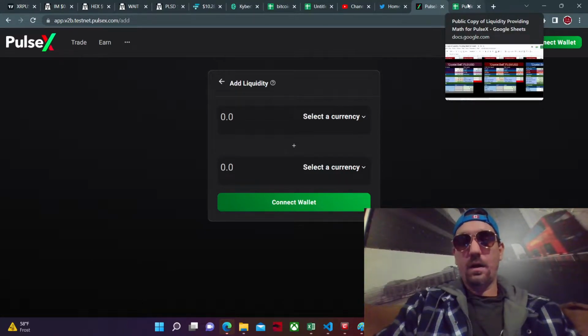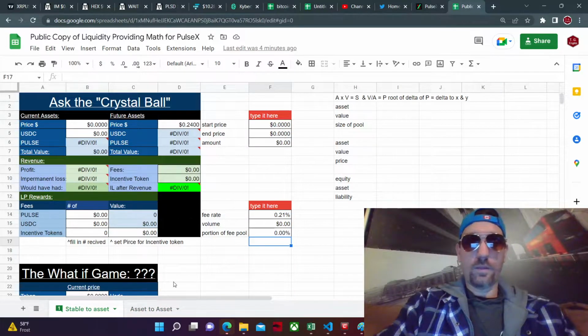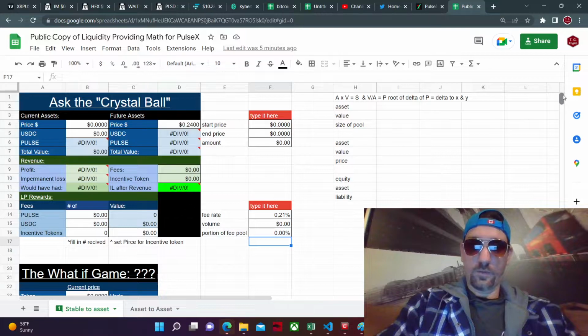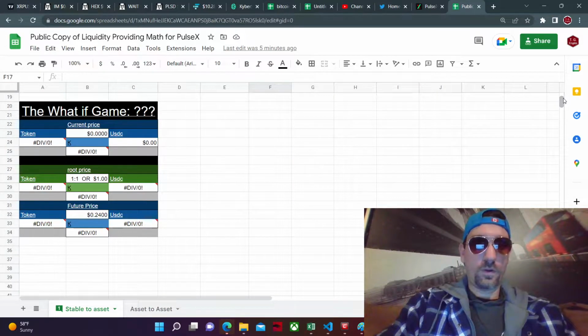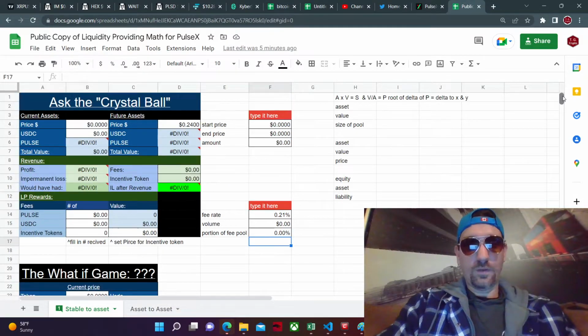So PulseX, like UniV2, uses a certain kind of math, which is x times y equals k, and x divided by y equals p: the constant and the price. I talk about this quite often, and I put this equation down in a little mini what-if game. That's all it needs to run it for this. This is one asset to a stablecoin.